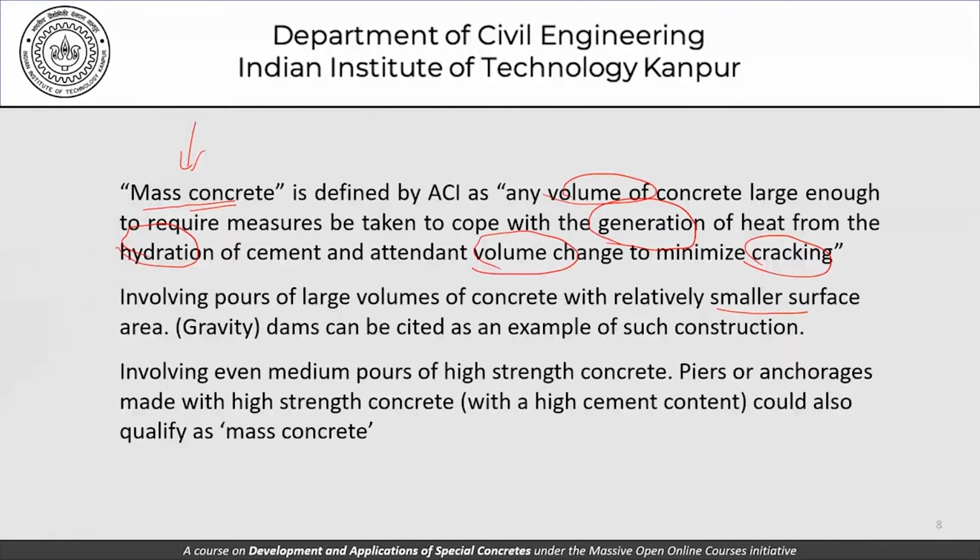Of course, now even medium-sized pours of high-strength concrete would qualify for such treatment. Piers and anchorages made with such concrete with a high cement content could also qualify for mass concrete, because the amount of heat generated in these kind of constructions is also such that it requires treatment. It requires management of that heat in order to minimize the risk of cracking.